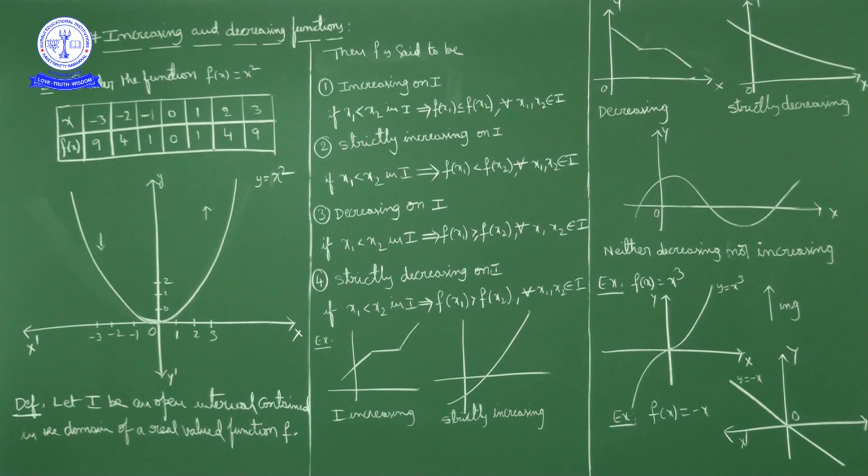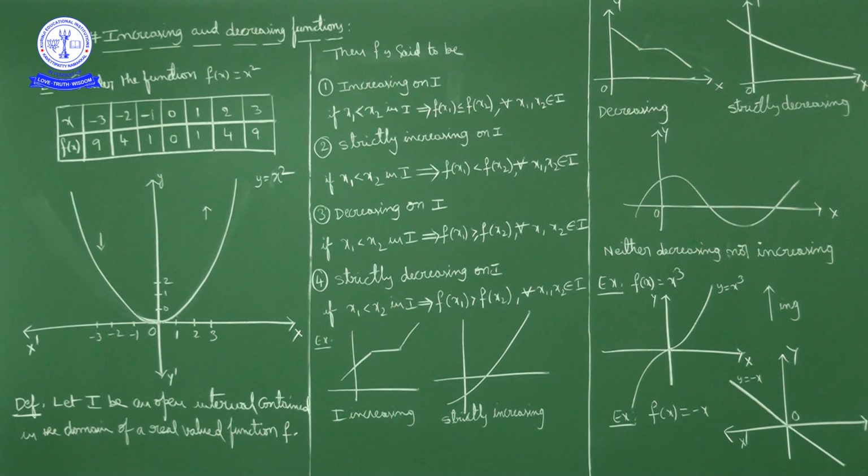Now example: here f of x equal to x square in the interval minus infinity to 0, if you consider minus 3 less than minus 1, but f of minus 3 is 9 and f of minus 1 is 1. 9 is greater than or equal to 1, 9 is greater than 1. So it is a decreasing function.